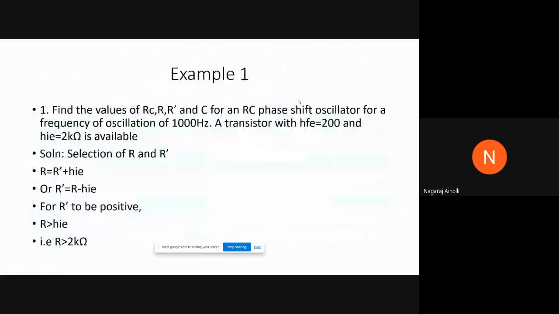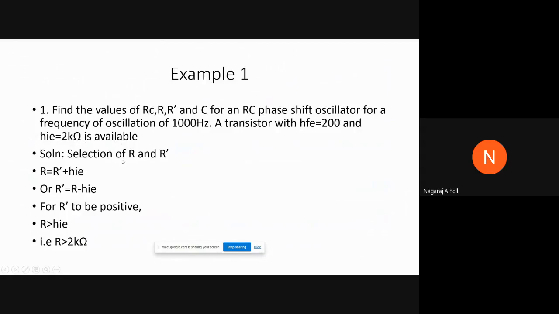Let us solve an example on RC phase shift oscillator. Find the values of R, RC and R dash and C for RC phase shift oscillator for a frequency of oscillation of 1000 Hz. F is given, frequency is 1000 Hz. A transistor with hFE equal to 200 is available. Beta or hFE is given, it is 200, the current gain, and hIE is equal to 2 kilo ohms. That is the input impedance of the circuit, hIE equal to 2 kilo ohm.